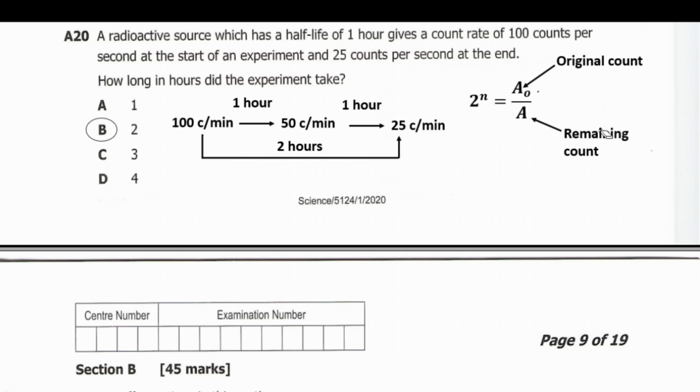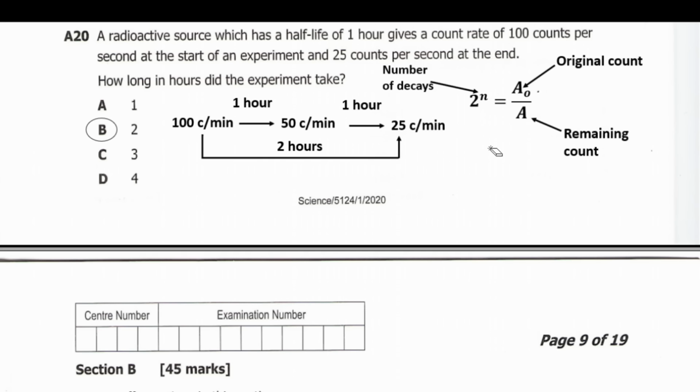Then A stands for remaining count, like in this case 25 count. So this is the original, 100 in this case. Then N here stands for number of decays. How many times does it take for that original amount to go to remaining? So the number of decays, times of decay, or number of half-lives, which has happened for this to decay to that.